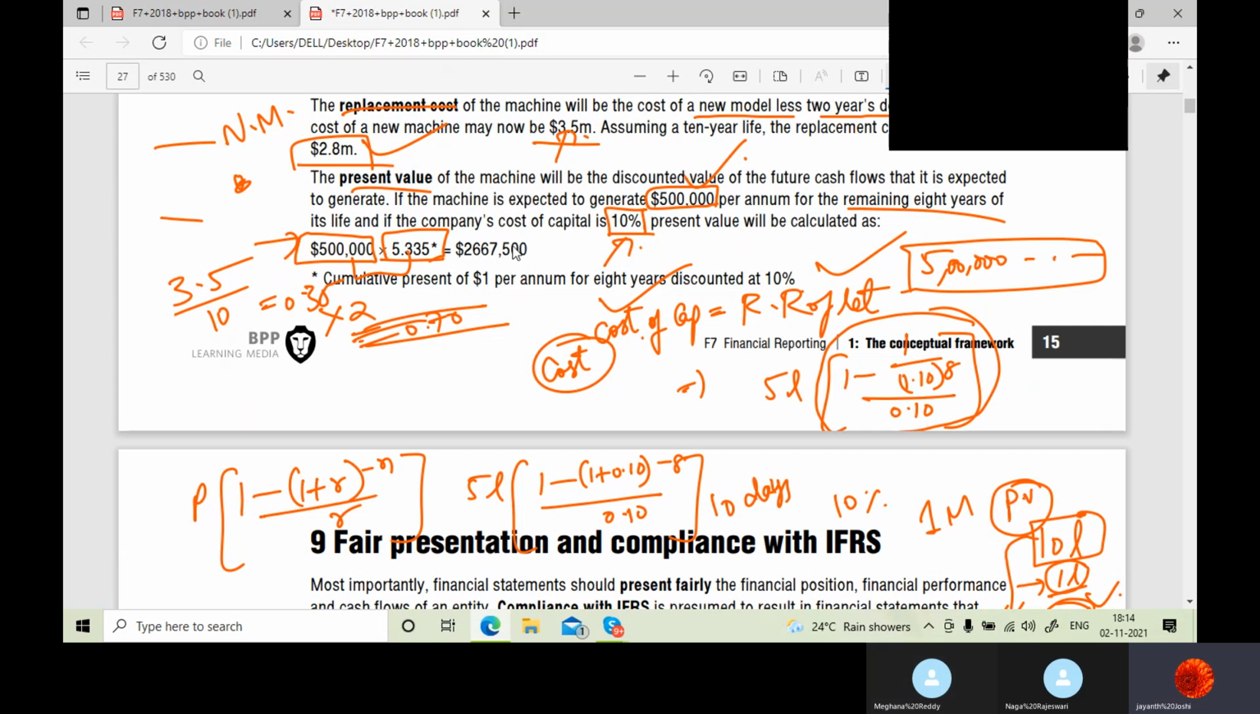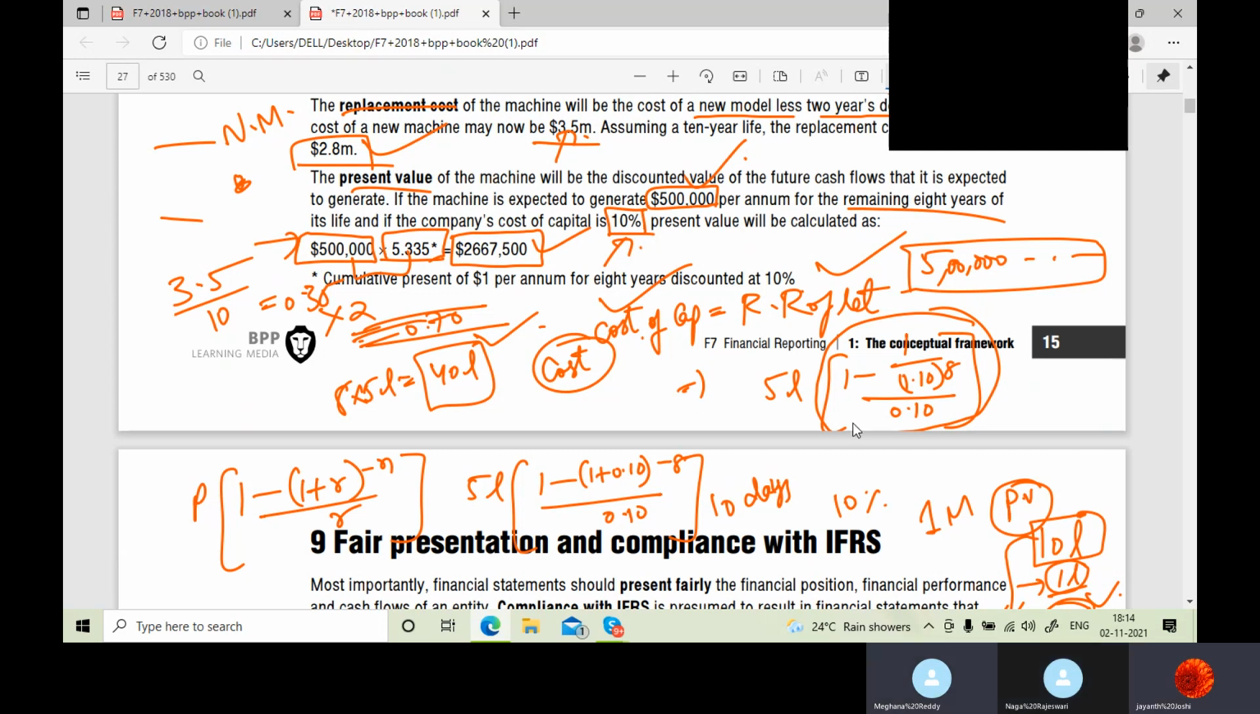This multiplied with this, it will be this much today. 8 into 5 lakhs is how much? 40 lakhs, correct? This is the total value. For that 40 lakhs, the present value today is 26 lakh 67,500.